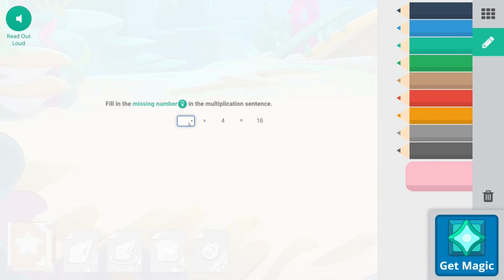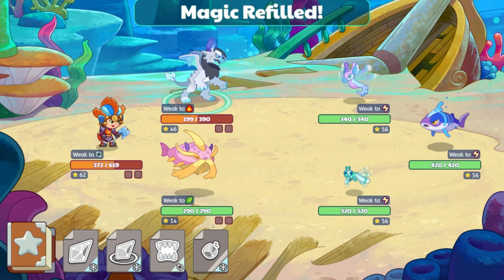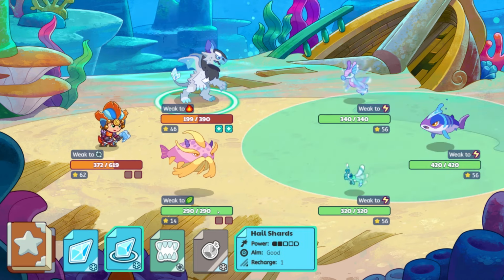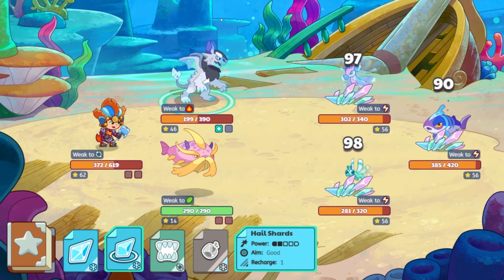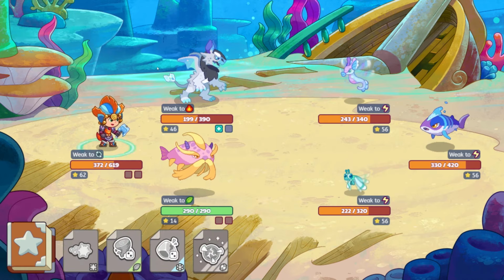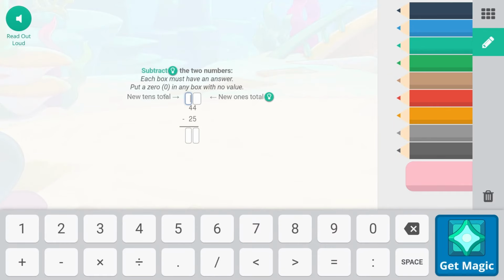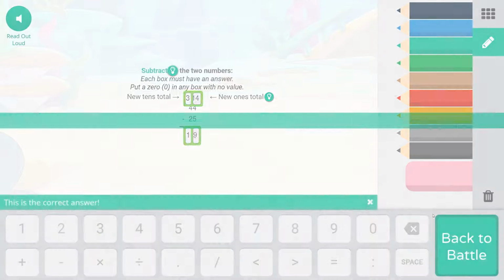Alright, what times 4 equals 16? 16 divided by 4 is 4, so 4 times 4 is 16. Alright, we'll just go and do our hail shards and see what they hit. There we go. And then, alright, so we are subtracting 44 minus 25, which means we have to regroup. So this is going to be 3. 3 minus 2 is 1, or 30 minus 20 is 10. And then this 4 is going to become a 14 because we are regrouping one of the 10s into the 1s column. 14 minus 5 is 9. Woohoo!